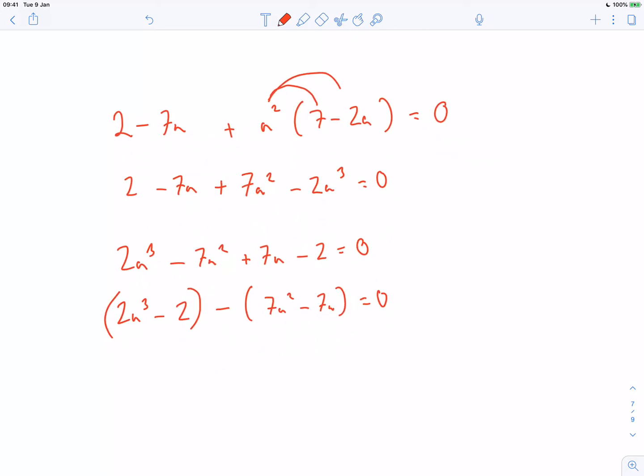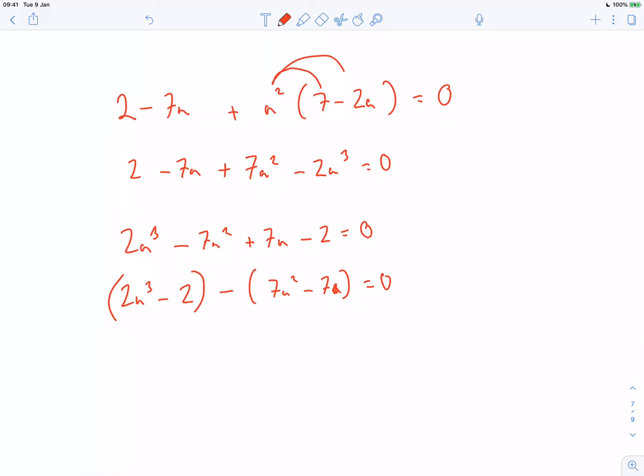Okay, generally speaking, factorising cubics is quite difficult, but with a bit of practice you can have a play with it, see what happens, and I think this will work out. I've got a funny feeling it will. Anyway, let's try and factorise as we go. So 2a cubed minus 2 is 2 lots of a cubed minus 1, and 7a squared minus 7a is 7a lots of a minus 1.